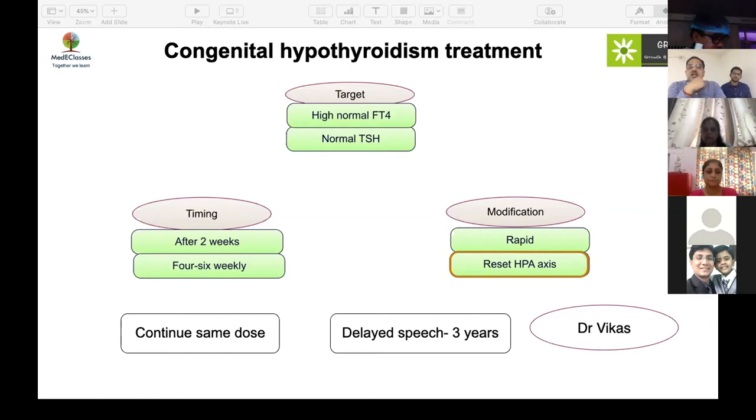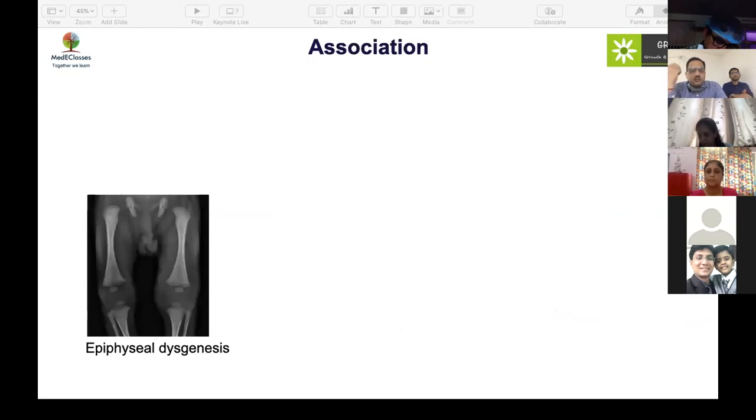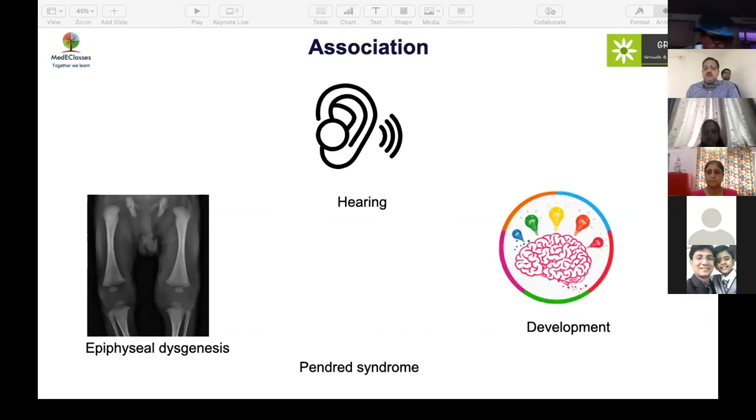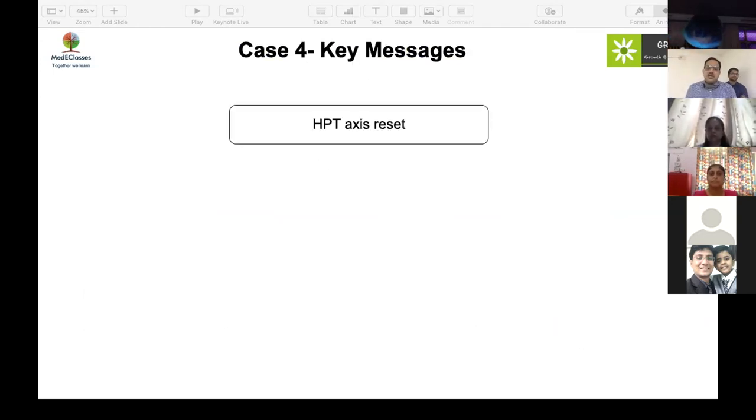I think this is a very important clue that everybody who comes to us with hypothyroidism should be evaluated for other things as well. So best would be to do an X-ray to look at whether there was fetal hypothyroidism, look at hearing, because many of them may have a hearing abnormality or may be associated with Pendred syndrome, in which there could be a hearing abnormality, and finally development. So in this case, I think it's very clear that there is a hearing issue with hypothyroidism, with dyshormonogenesis, this is Pendred syndrome.